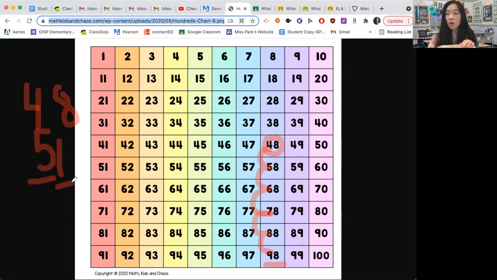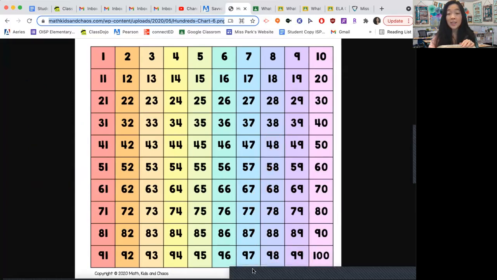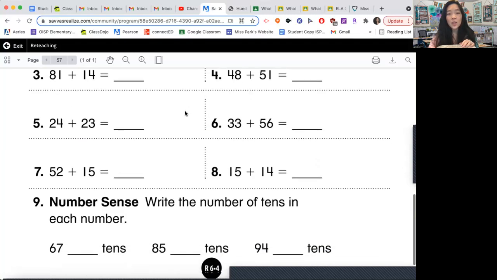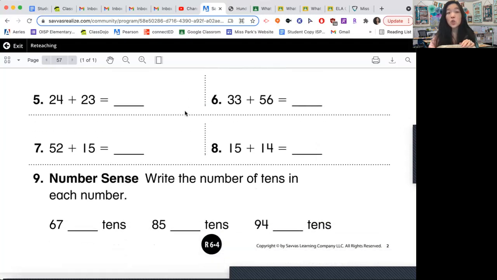Now we need to count on by ones. We have how many ones? Just one. So go to the next number, 1. What number did we end at? 99. So 48 plus 51 equals 99. You should be writing this in your book. All right, guys? Okay, next question, number 5.